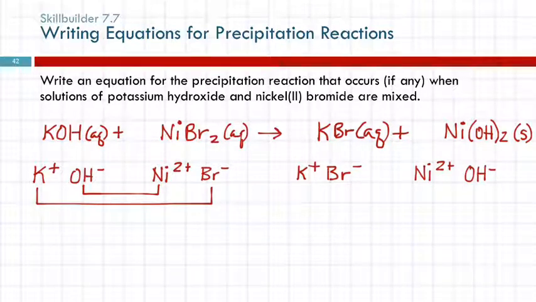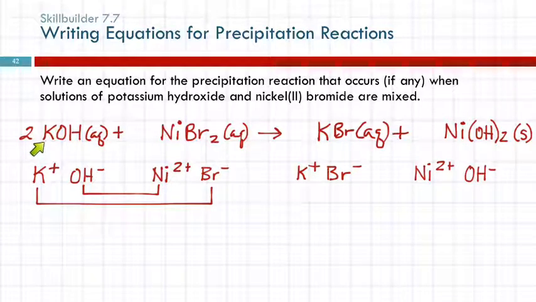Now we need to balance the chemical equation. Here I've got 1 potassium, and over there I've got 1 potassium, so that's cool. Here I've got 1 hydroxide. You see, hydroxide stayed together, it just switched partners. So here's 1 hydroxide, and over here I have 2 hydroxides. So I need to put a 2 in front of potassium hydroxide.